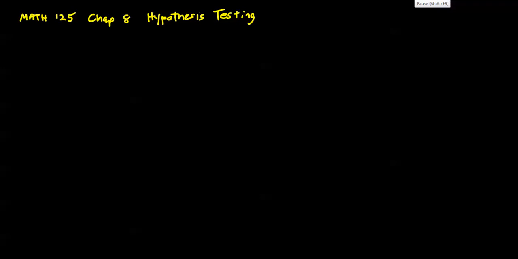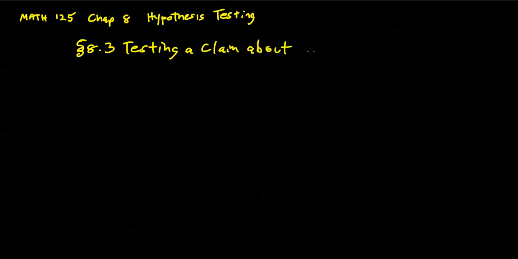Good morning. Today we're going to start talking about Chapter 8, which is entitled Hypothesis Testing. You may recall from our last class, we're going to start out in Chapter 8 testing claims about proportions, or testing hypotheses about population proportions. And that's the title of Section 8.3. Let me write that down. Section 8.3 is testing a claim about a proportion, meaning a population proportion regarding some characteristic of interest.